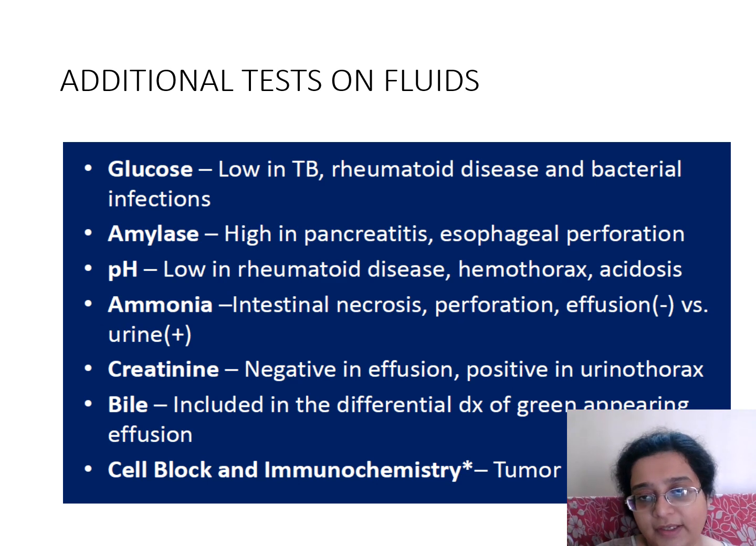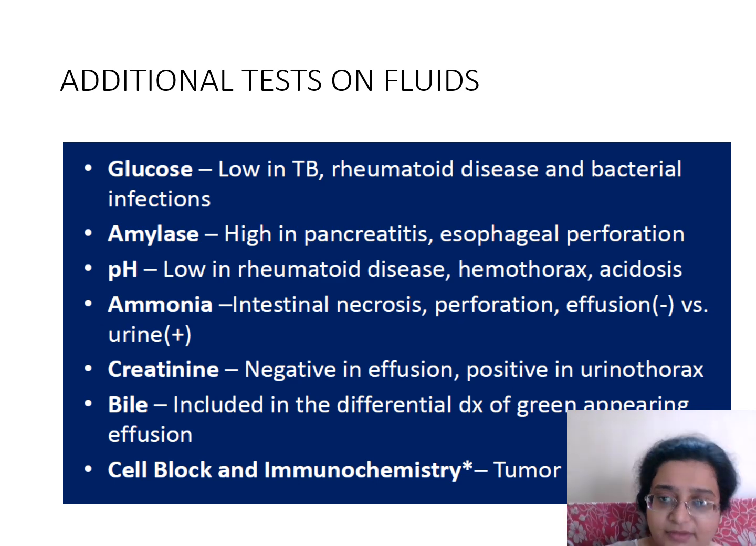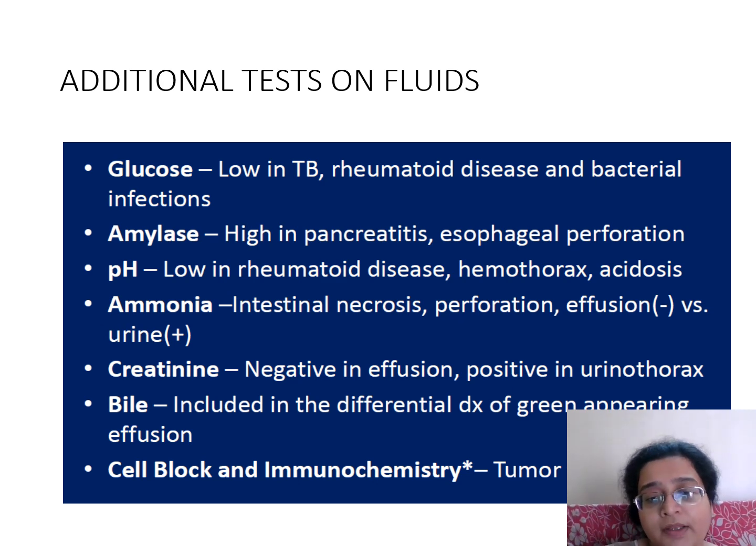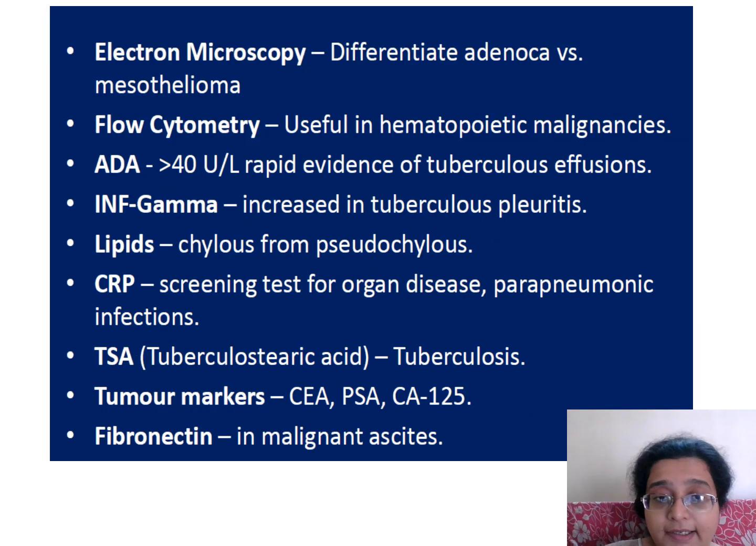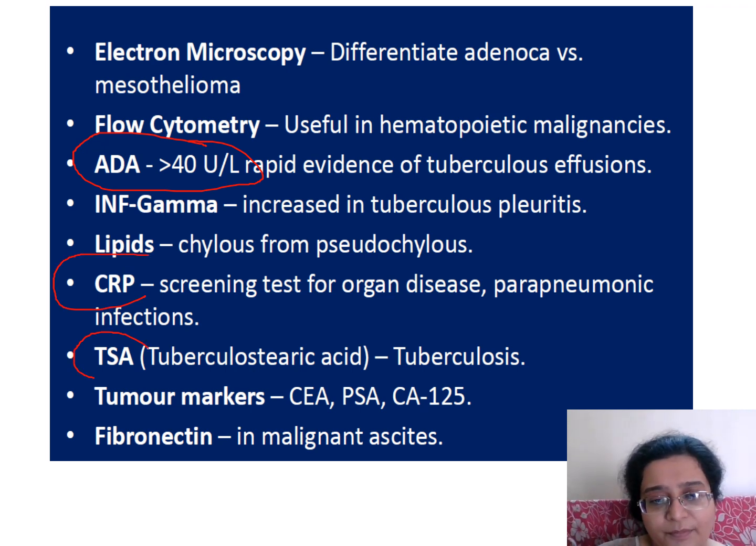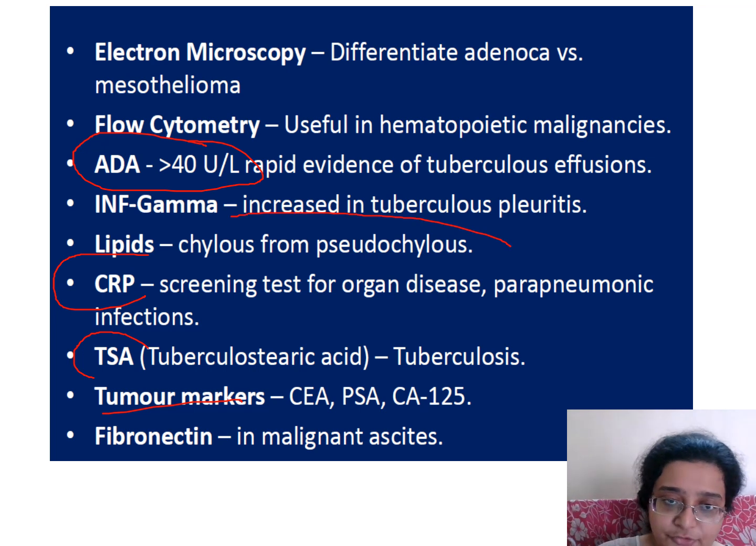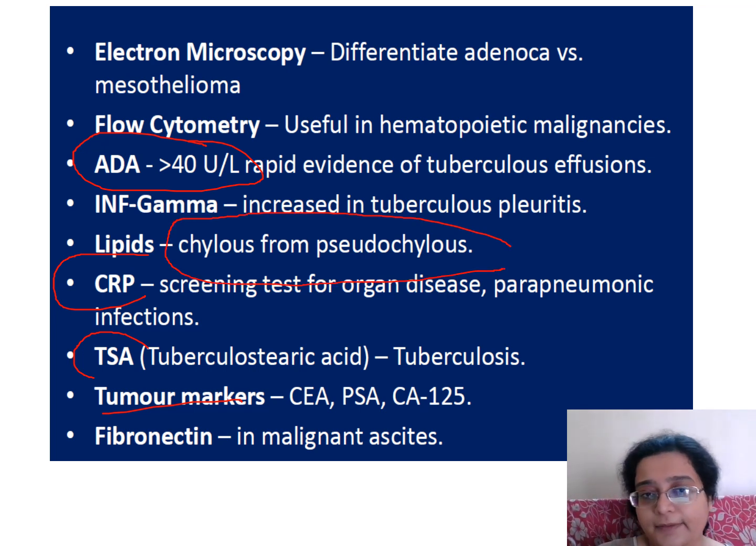Of course, glucose will be low where there's bacterial infection. It can be amylase, suppose in pancreatitis है, esophagus में कुछ है, perforation है, sepsis है जिसकी वजह से हो रहा है. pH can be low in rheumatoid, it is more acidic, it will be more towards acidic. Fine, ammonia can be there. Creatinine, we don't test all of these things. Glucose we do, protein we do. Bile we can test if it is greenish in appearance, and then we perform cell blocks for IHC and molecular investigation. ठीक है, ADA is always done to rule out TB. Fine, CRP can be done. CEA, these markers can be done. Lipids, I'll show you what a chylous fluid is and then tell you.